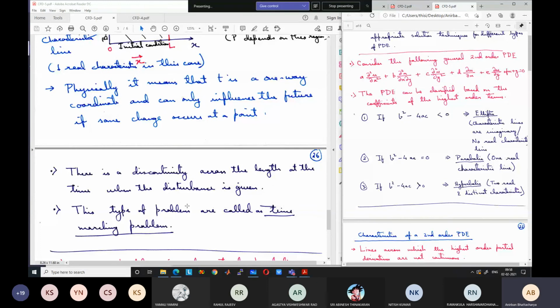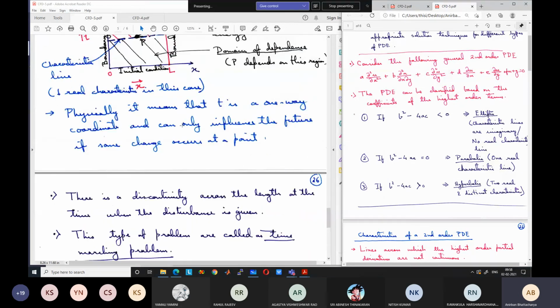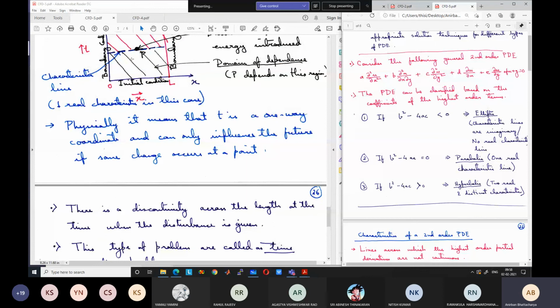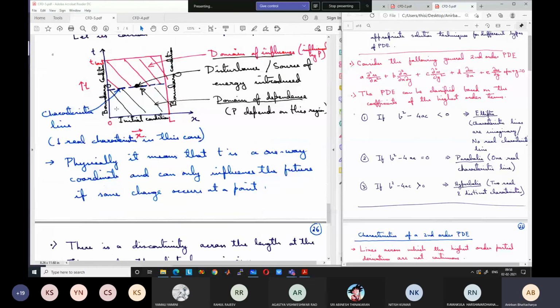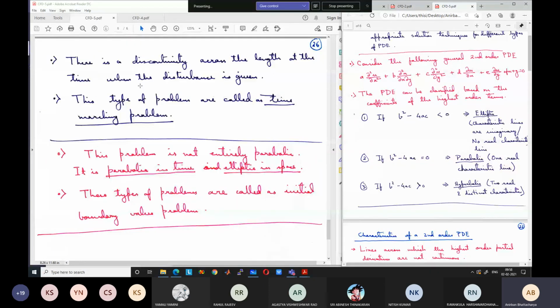This type of problem is also known as a time marching problem, because you march the solution in the time direction. As we will see later, these problems are much easier to solve compared to elliptic problems, because you can just march along time, store the previous value, and calculate the new value based on that. We'll stop here and continue in the next class. We'll see what a hyperbolic equation is, an example of it, the wave equation, and revisit this part, and try to understand the differences between these three types of behavior.